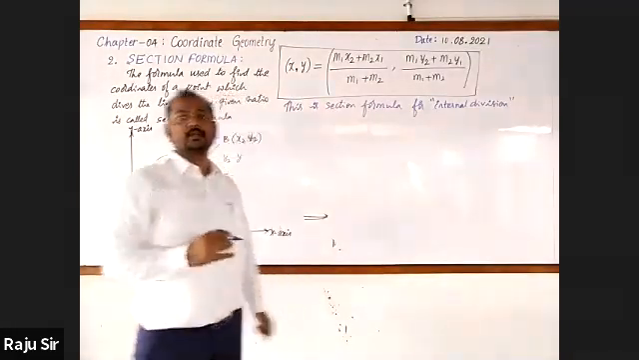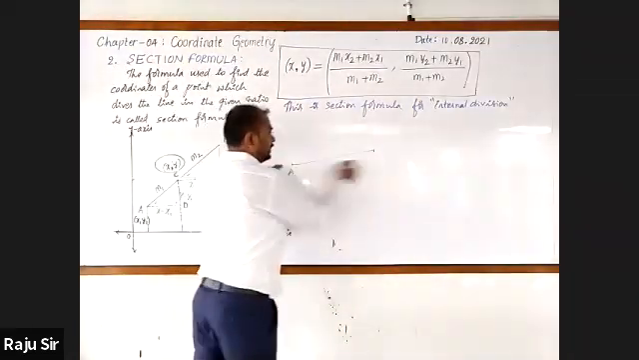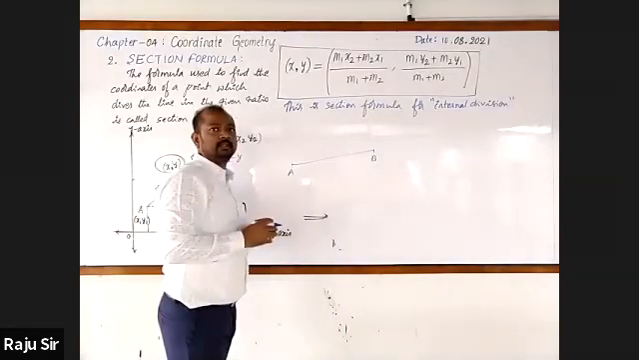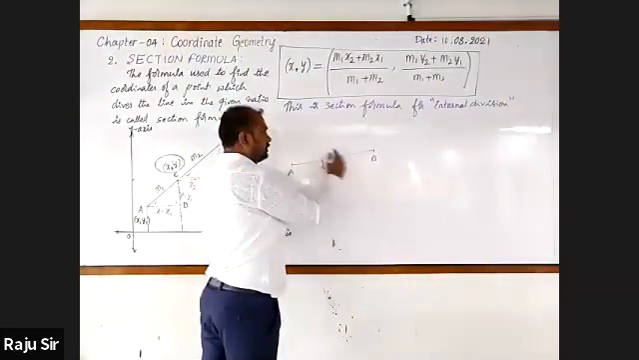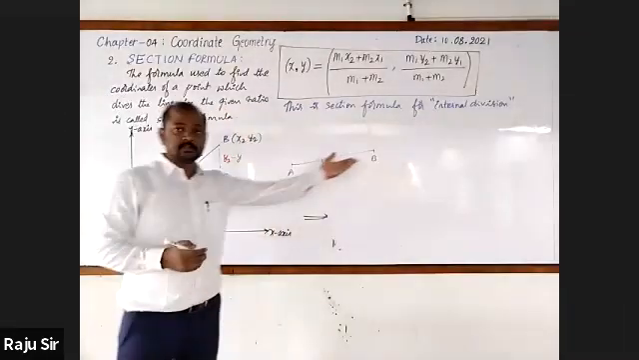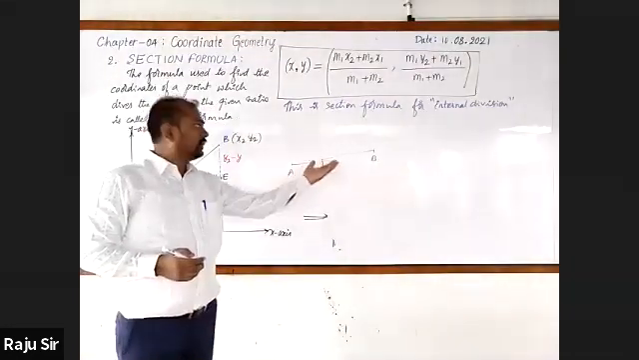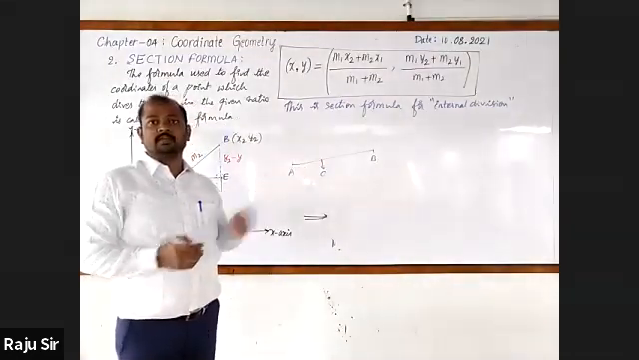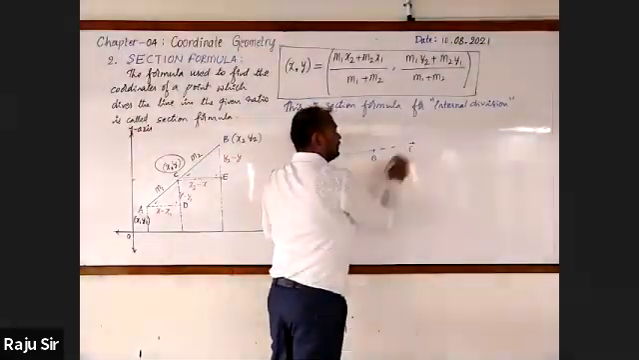Internal division means, there is a straight line, A and B. These are the 2 points. And there is a point which divides this line. I call this point as C. Where is that C? Whether it is within the line AB or outside the line. Within the line. Internal division is what they call it. If it is external division, it will be outside the line.